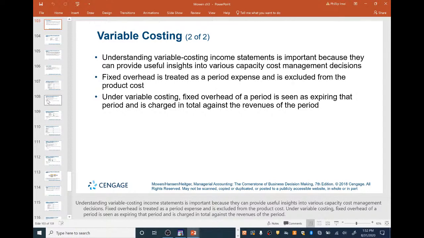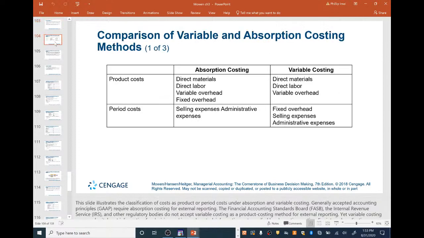Fixed overhead is treated as a period expense and is excluded from the product cost. So once again, in variable costing, fixed overhead is treated as a period expense and is excluded from product cost. Under variable costing, fixed overhead of a period is seen as expiring that period and is charged in total against the revenues of the period. So once again, let's look at a comparison of variable and absorption costing methods.